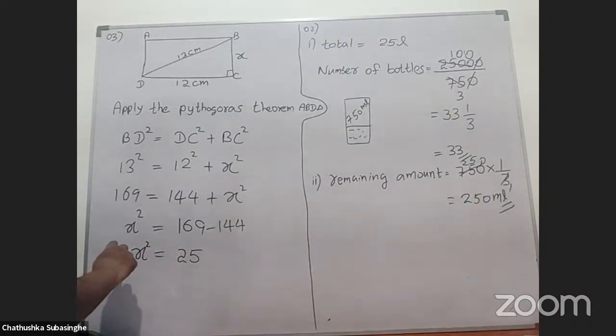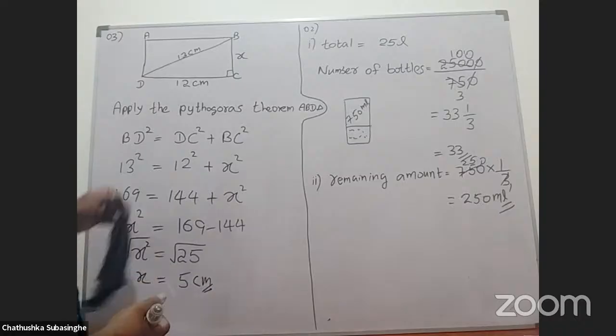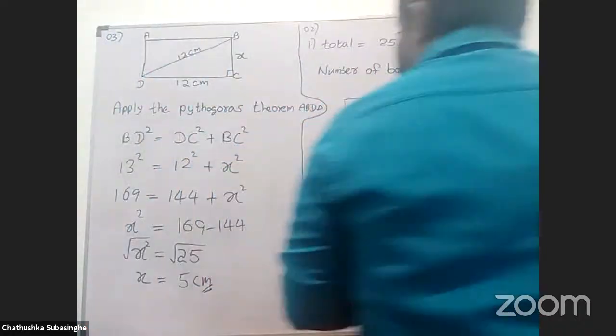Now I have to take the square root. So I'm taking the square root from both sides. Square root of x squared is x. Square root of 25 is 5. So the value of BC is 5 centimeters. So this is how we apply the Pythagoras relationship.